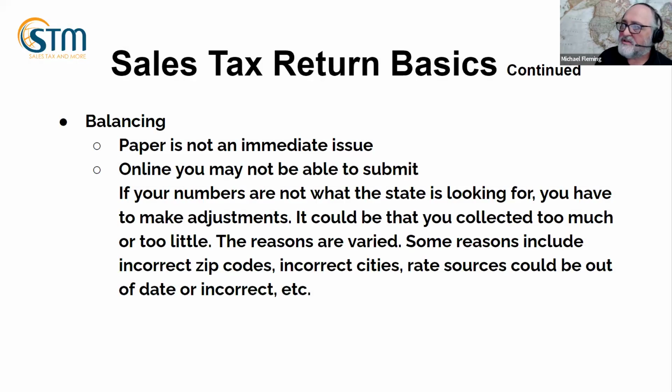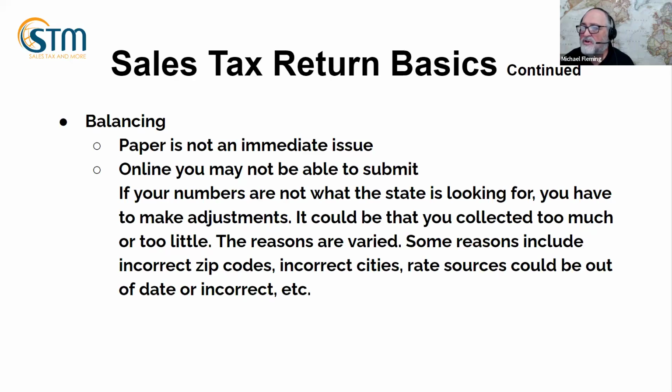All right, so some sales tax return basics continued: balancing. As we said, when it comes to the paper returns, it's not an immediate issue, but it can become an issue if you're out of whack and the state's going to be adjusting your returns. Online, you actually may not be able to submit the return if your numbers are not what the state is looking for. You have to make the adjustments.